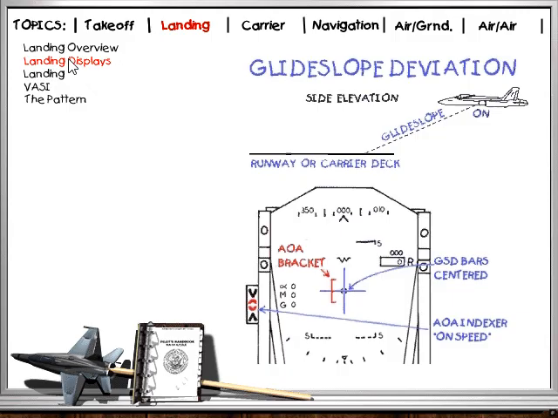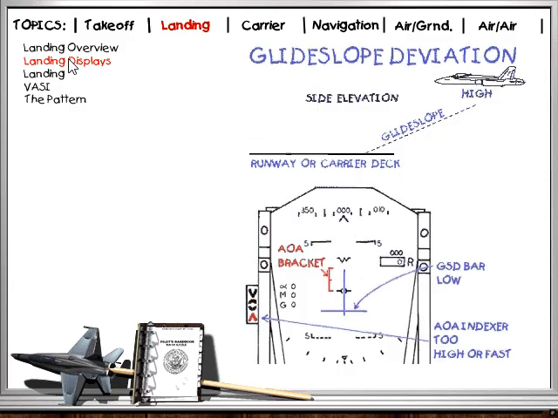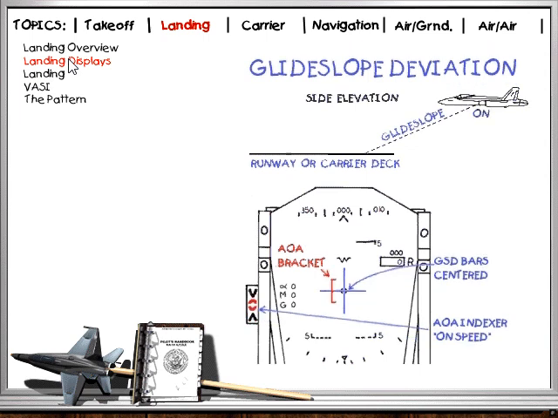Reduce power slightly. If aircraft speed starts to build, the angle of attack indexer will indicate that you are fast by lighting the lower chevron. Reduce power until the airspeed begins to decrease. As the center ball lights, add power to catch the airspeed decrease and maintain on-speed flight.